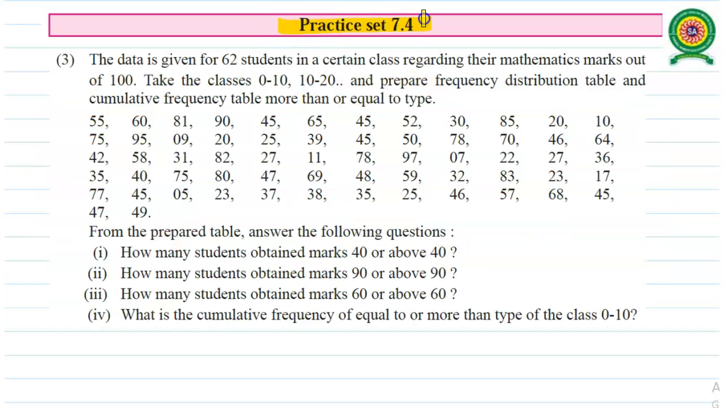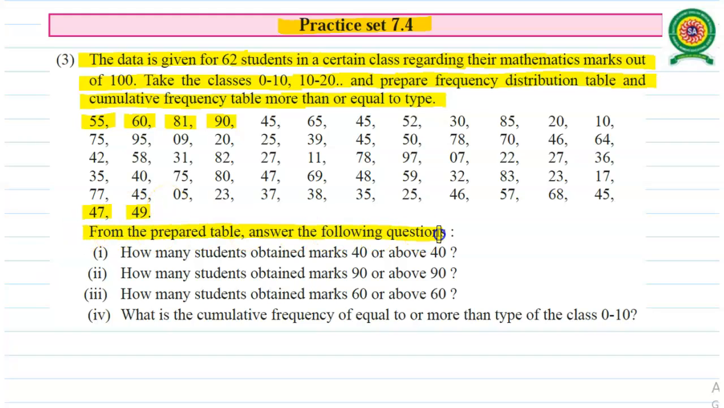Look at question number 3 from practice set 7.4. The data is given for 62 students in a certain class regarding their mathematics marks out of 100. Take the classes 0 to 10, 10 to 20 and so on, and prepare a frequency distribution table and a cumulative frequency table of the more than or equal to type. The observations, that is, the marks obtained by the 62 students, are given as: 55, 60, 81, 90 and so on till 47, 49.